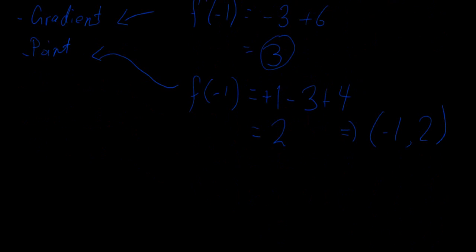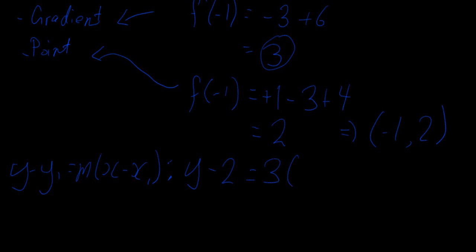Scroll down a bit, and in this case we're going to use y minus y1 equal to m, let's redo that, m times (x minus x1). If we plug all of this in, then we're going to have y minus 2 equal to the m value here, which is the gradient of the tangent, so we're going to use 3, times x minus x1, or the x coordinate of our point, which is -1.